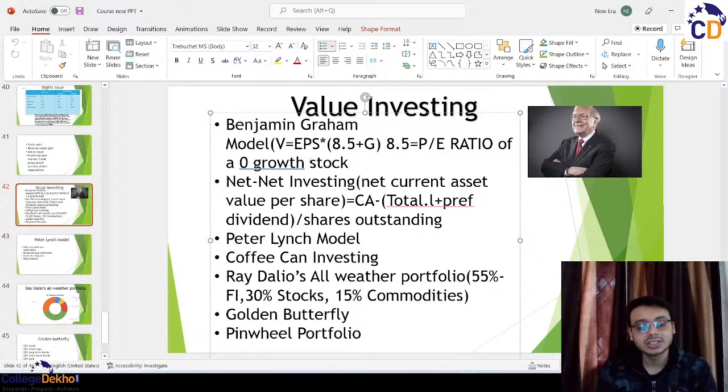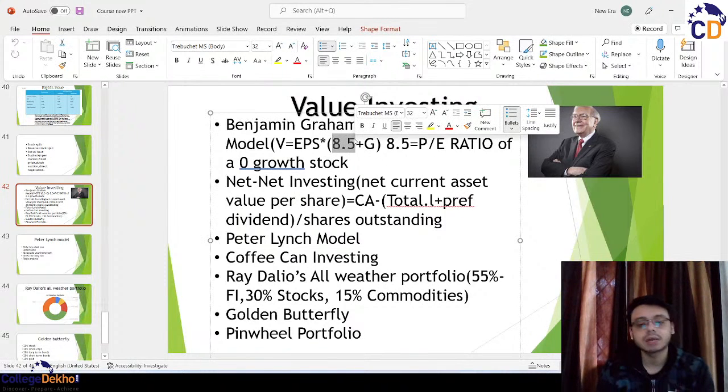So he suggested the formula: V is nothing but the value. He said the value of the company is equal to EPS into (8.5 plus G), where 8.5 is a constant and G is the growth rate. Now, what is 8.5, and why has the specific number 8.5 come in here?